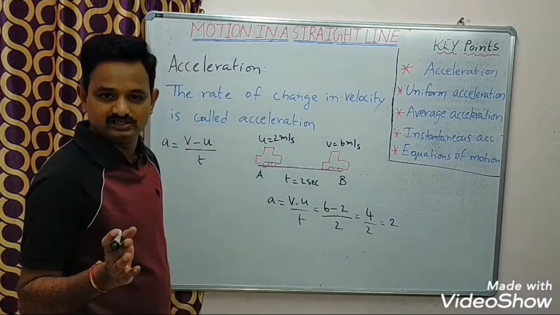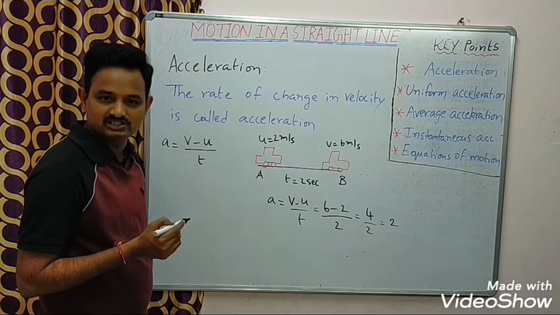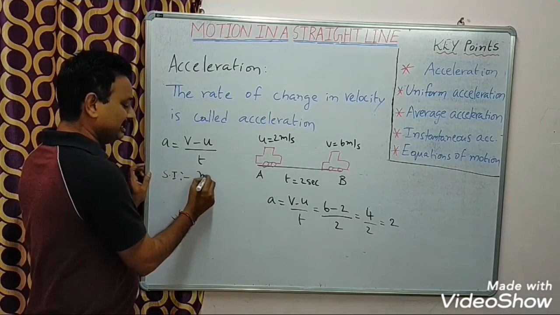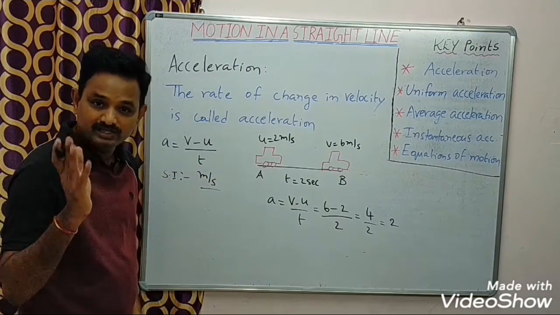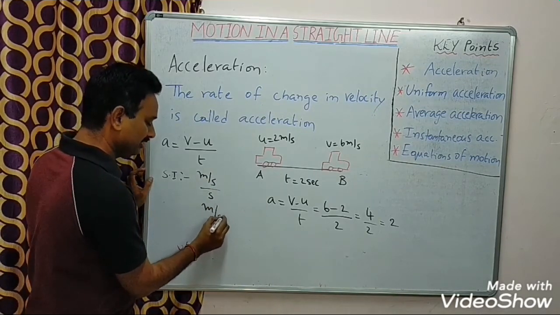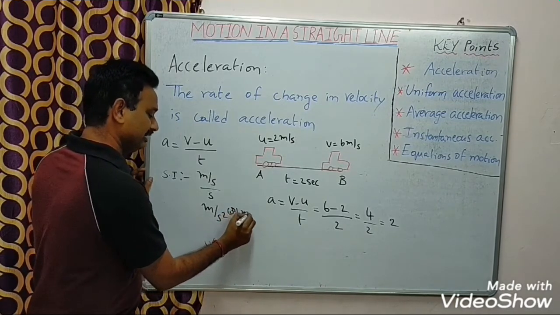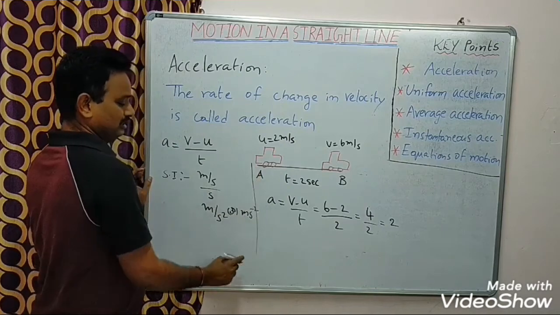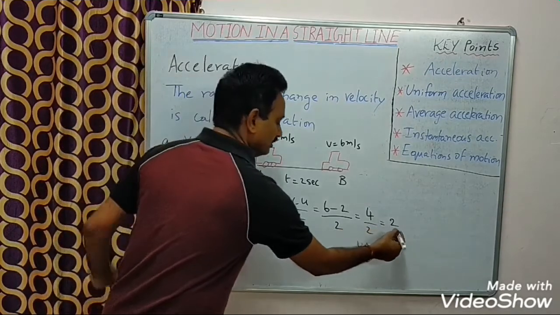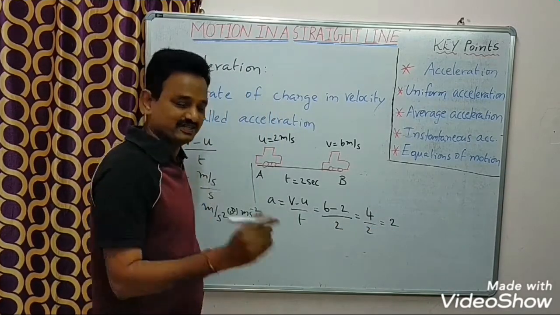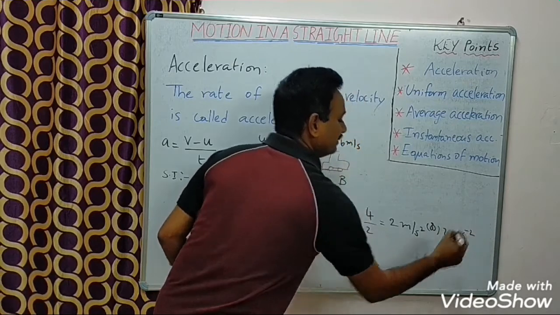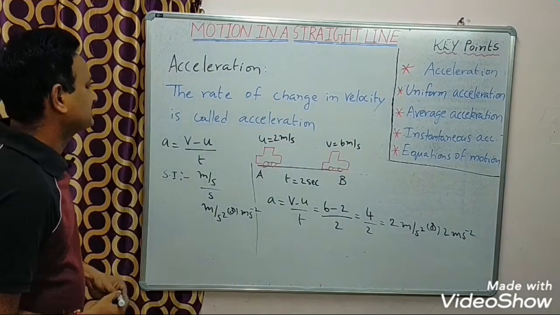Then what about its unit? See, in the numerator we have change in velocity, its unit is meter per second. And in the denominator we have time, its unit is second. So meter per second by second. What will you get? You will get meter per second square, or you can write meter second power minus 2. So here the unit is meter per second square, that is 2 meter per second square, or you can write 2 meter second power minus 2. Okay, so that's about acceleration.